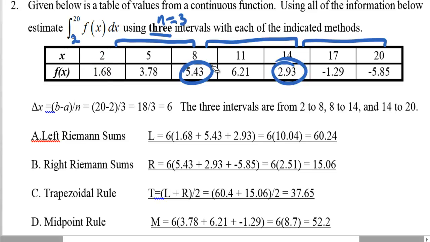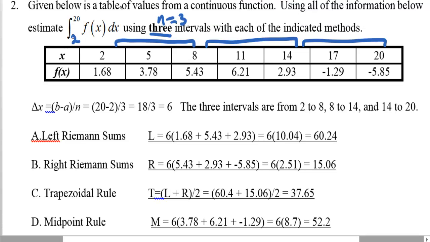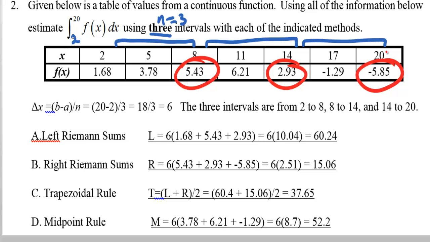Okay, now for our right estimate, we want to do the same thing, except the difference is now that we're using the right end of each rectangle. So on this first interval, we're going to the right side here to find the height of 5.43. We go to the right side of the next one to get 2.93, and the right side of the third one to get negative 5.85. Add those together, that's 2.51 times the width of the interval, delta x is 6 each time, and that gives us 15.06 for the right Riemann sum.